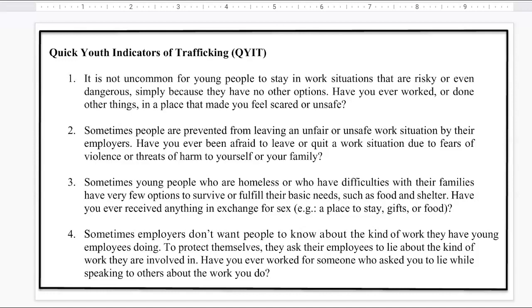And now these say for youth indicators of human trafficking, but you can ask these to anybody. And of course, we need to notify law enforcement as soon as possible if we suspect trafficking.